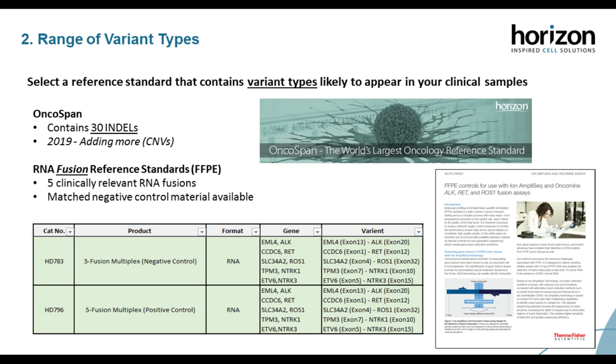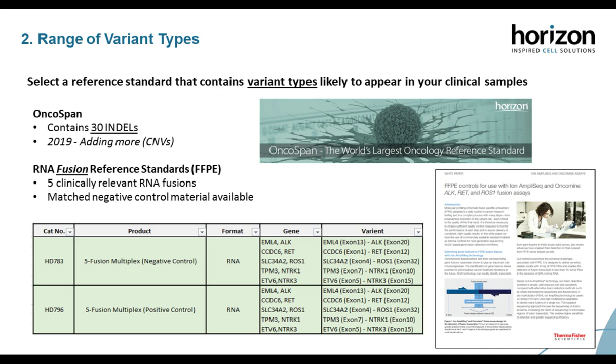Additionally, our largest reference standard, OncoSpan, contains 30 indels. And in 2019, we're hoping to add more structural variants to this large product, including copy number variants. We also have a range of RNA fusion reference standards, which are available in FFPE. These contain 5 clinically relevant RNA fusions, as described in the table below, in ALK, RET, ROS1, NTRK1, and NTRK3.